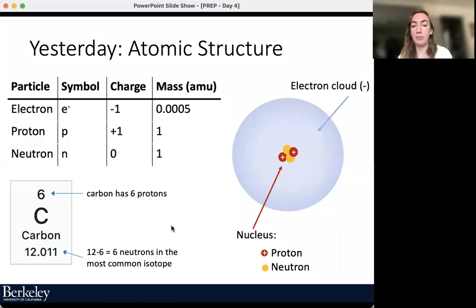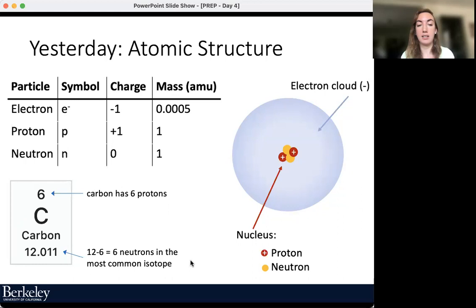But then the number of neutrons can vary between different atoms. So for carbon, the mass number is about 12. So that means that if we take 1 million different atoms of carbon that we pick randomly from the world, on average, the mass is going to be 12.011, which is almost 12. So the most common isotope is carbon 12, which has a total mass of 12 atomic mass units. Those protons weigh 6 atomic mass units, so there must be 6 neutrons.